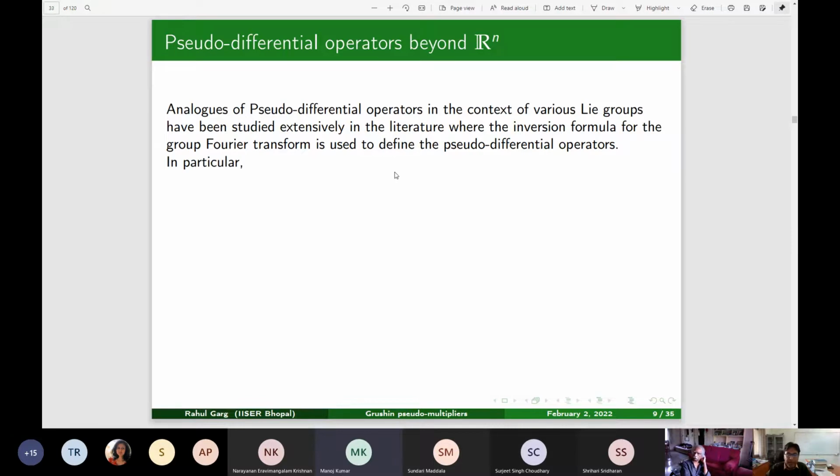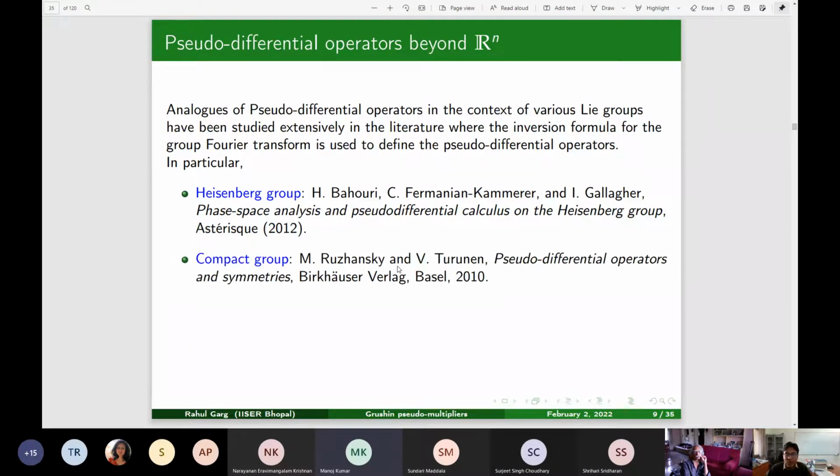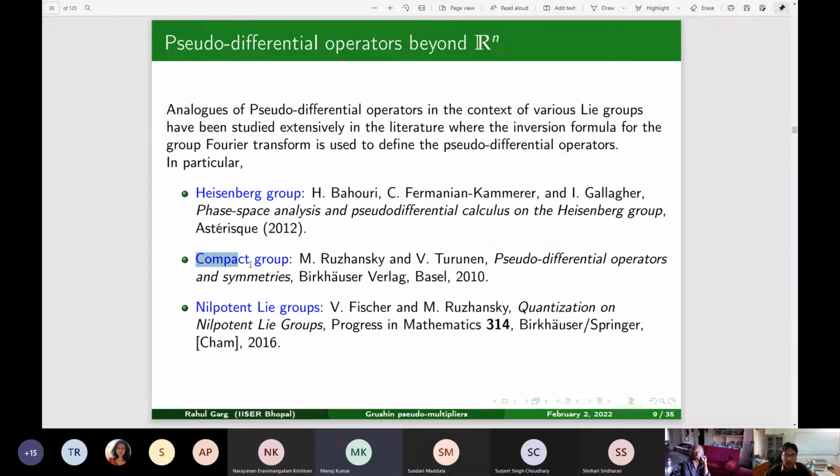There have been works recently on the Heisenberg group by Bahouri and his collaborators in 2012, and by Ruzhansky and his collaborators, first on compact groups, and then recently a lot of activity on nilpotent Lie groups, in particular graded Lie groups. They have developed a big parallel symbolic calculus, making a parallel with Euclidean symbolic calculus.